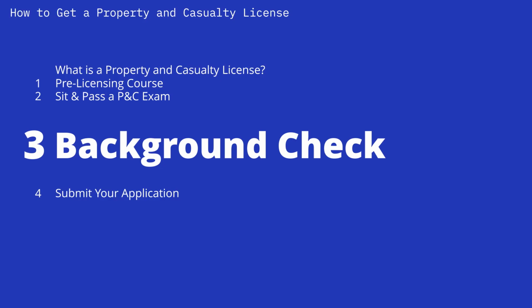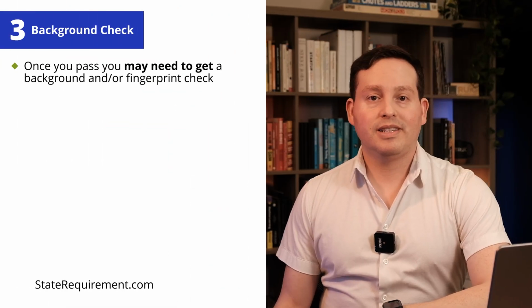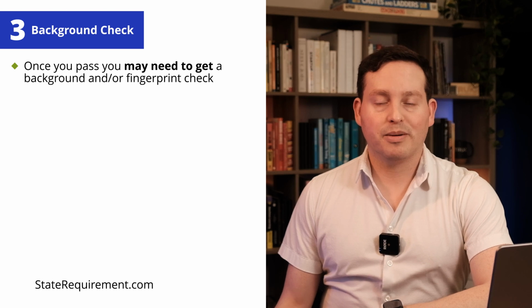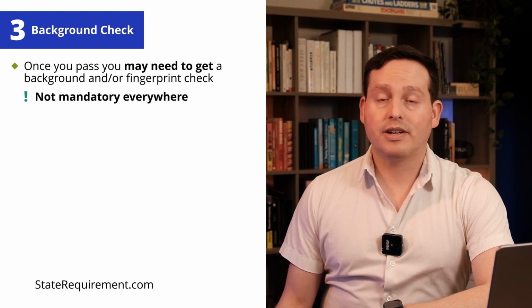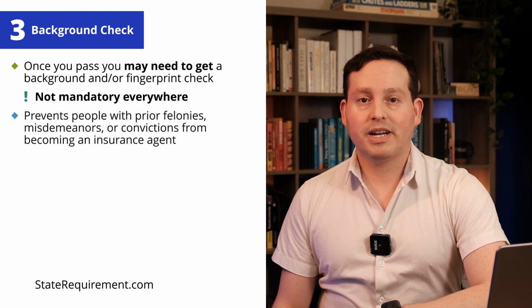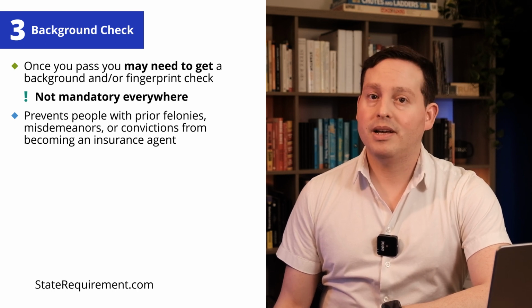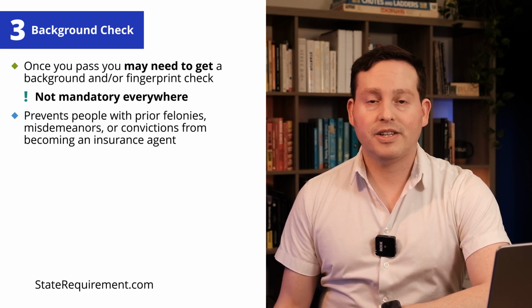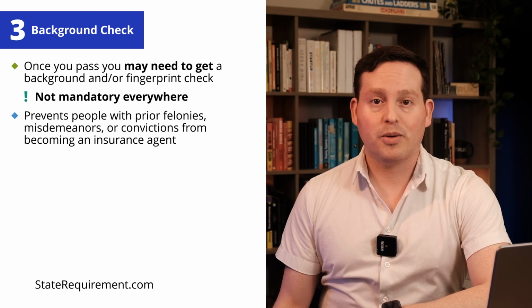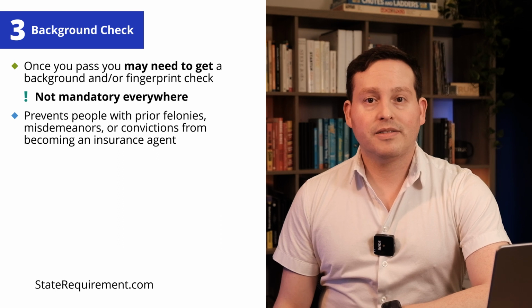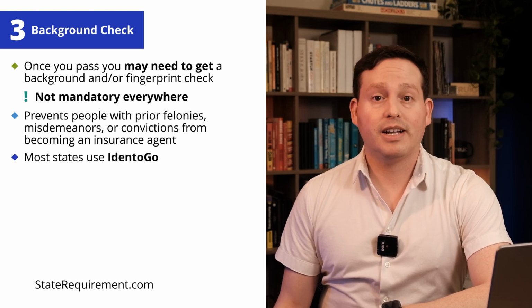Step 3. Complete background check. Once you've passed the P&C exam, the next step in most states is to complete a background and/or fingerprint check, though this isn't mandatory in all jurisdictions. The purpose of this background check is to prevent people with prior felonies, misdemeanors, or convictions, particularly those related to dishonesty or fraud, from being able to access a role with the high potential degree of harm of an insurance agent. To carry out this fingerprinting check, most states will use IDEMIA, although this isn't always the case.